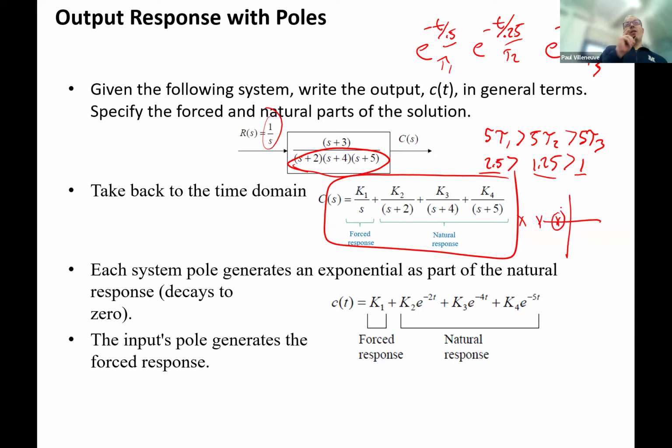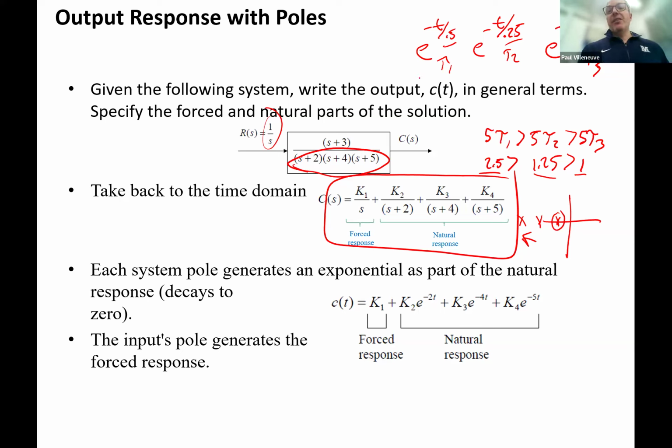The closer you are to the real axis, the longer it takes to achieve steady state. The further away, meaning farther away from the J omega axis, it takes less time to reach steady state, right?